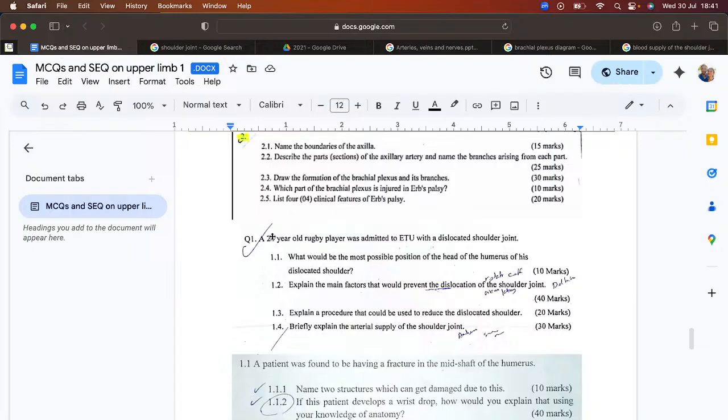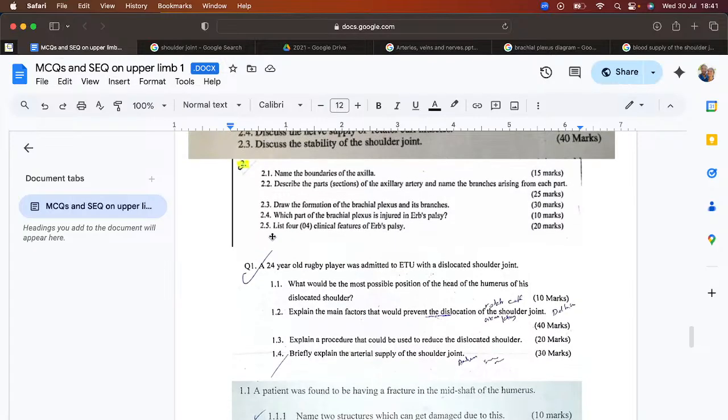So sometimes in anatomy, it's not just memorization like in the CAT exams. You'll have to use a little bit of your common sense as well when it comes to answering the questions. And if you want to score and pass the second MB exam for anatomy, you have to do all of these SEQs.